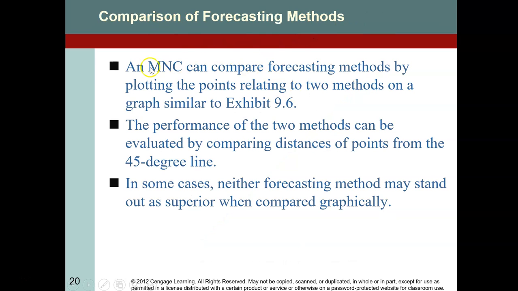Comparison of forecasting methods. An MNC can compare forecasting methods by plotting the points relating to the two methods on the graph. The performance of the two methods can be evaluated by comparing distances of points from the 45-degree line. In some cases, neither forecasting method can stand out as superior when compared graphically.